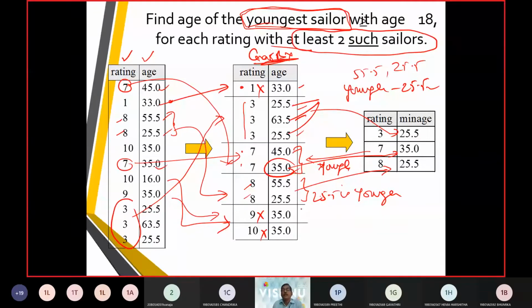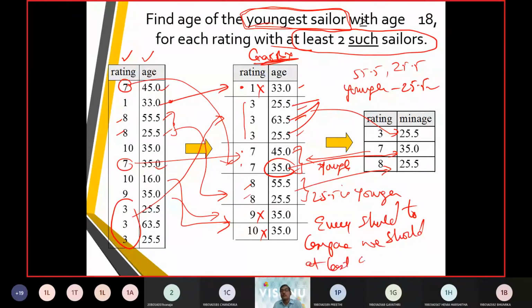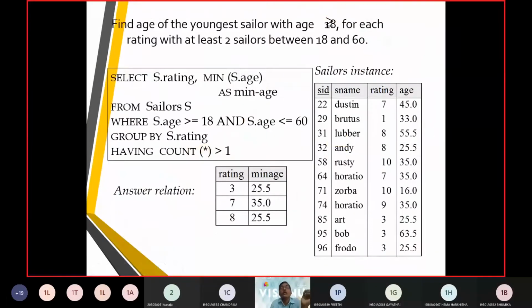For every group to compare, we should have at least 2 sailors. So that is the reason why we are ignoring 1, we are ignoring 9, and we are ignoring 10. That is it. So with this, now we should see the query here.